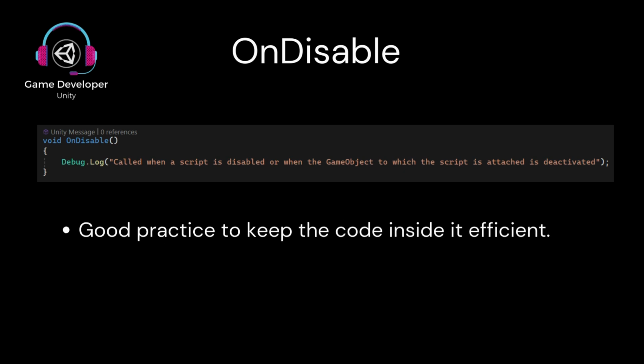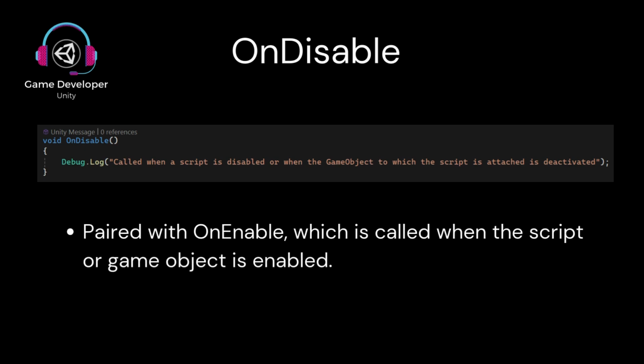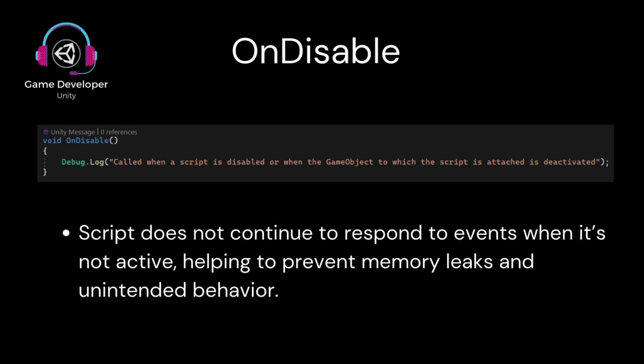Since OnDisable can be called frequently, for example, if a game object is frequently enabled and disabled, it's good practice to keep the code inside it efficient. It's paired with OnEnable, which is called when the script or game object is enabled. In summary, OnDisable ensures that the script does not continue to respond to events when it's not active, helping to prevent memory leaks and unintended behavior.